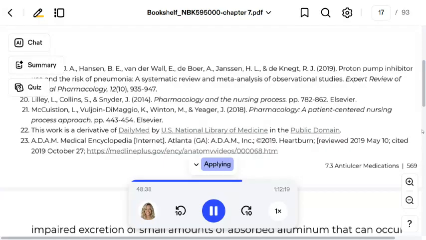Applying the nursing process to administering antiemetics. Assessment. When administering antiemetics, identify factors contributing to the symptoms of nausea and vomiting so that treatment can correctly target the cause. Document the frequency and amount of emesis and effects on the client's appetite and fluid intake.